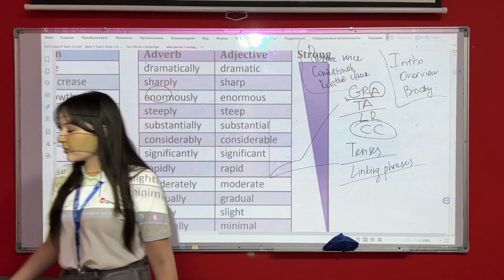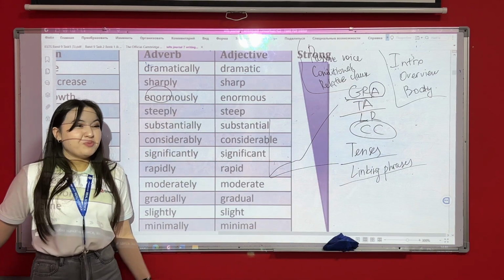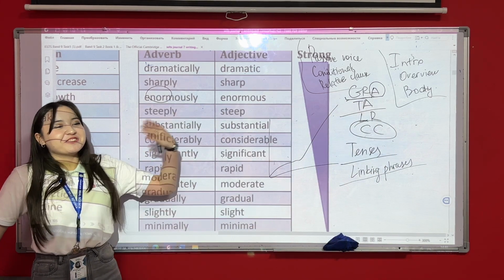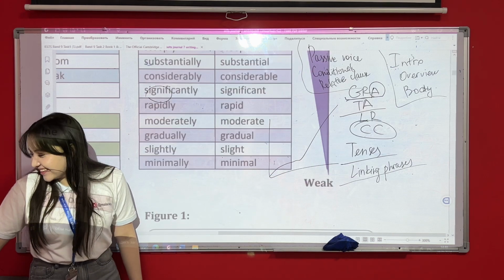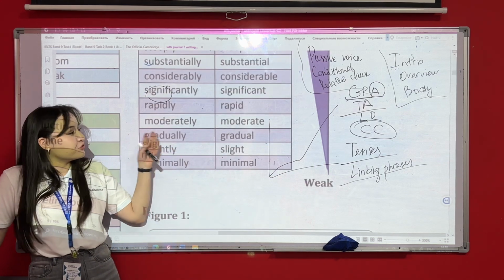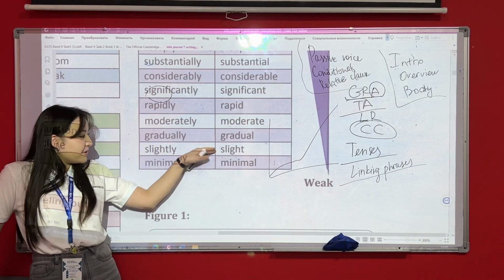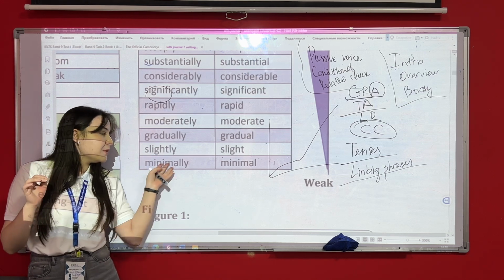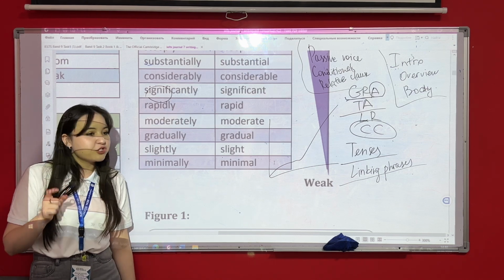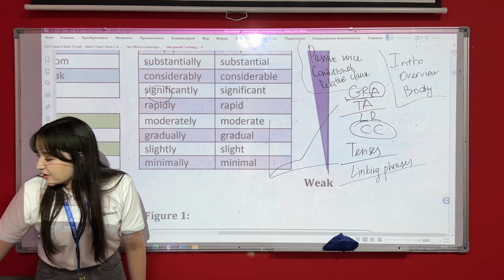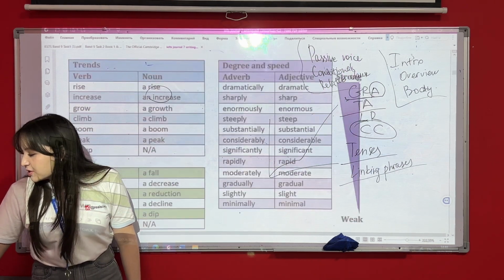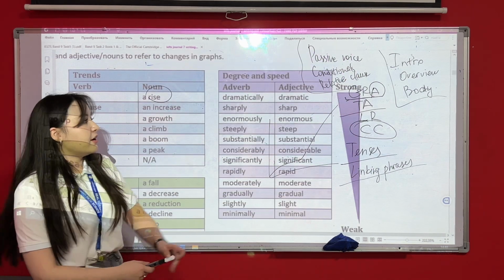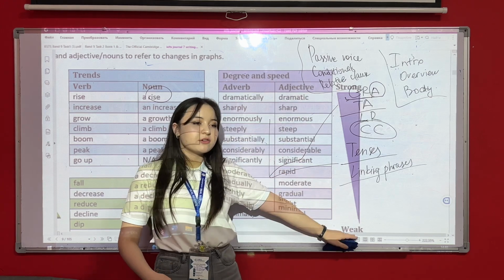Moderately, what does moderately mean? Умеренно, yes, very good. Marginally, yes, okay, and then we have gradually, what does gradually mean? Постепенно, and slightly, то есть немножко, правильно? And then minimally? Вообще мало, вообще чуть-чуть, right? Okay, very good. So we are going from very strong to very weak here.